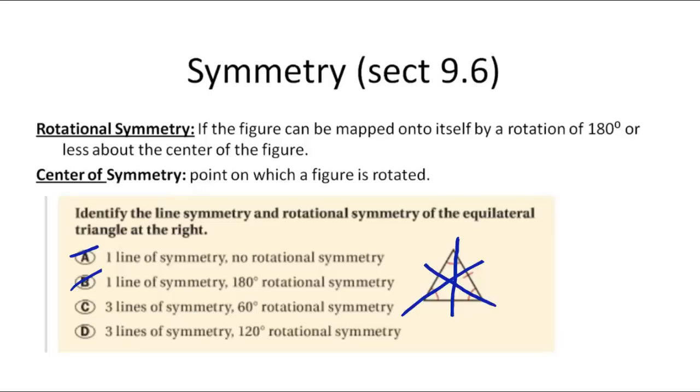Now rotational symmetry, remember if it's equilateral, we take 360 divided by the number of sides, which is 3, which is 120 degrees. If I had 120 and 120, I get 240.